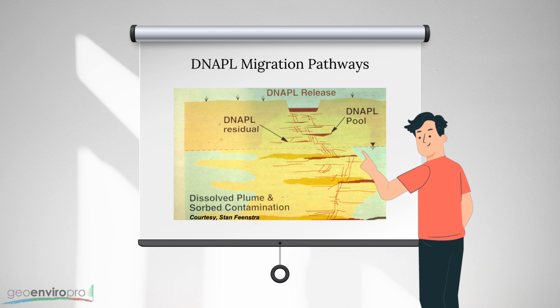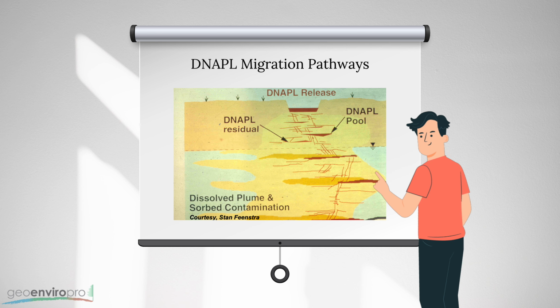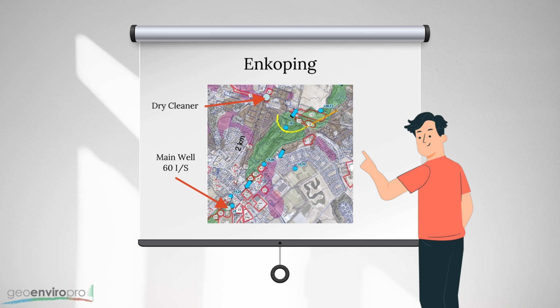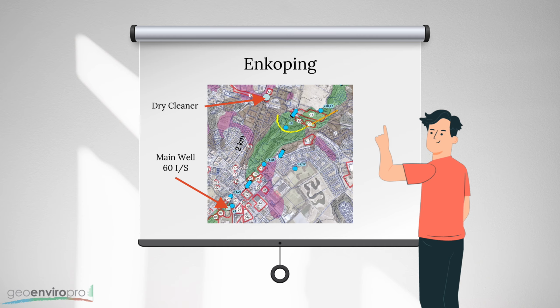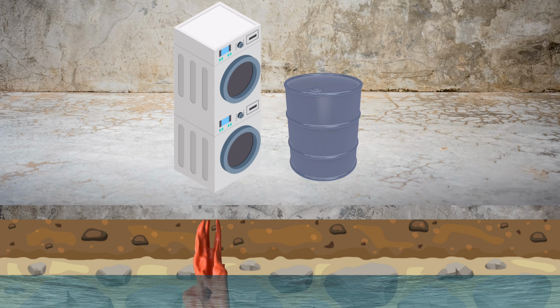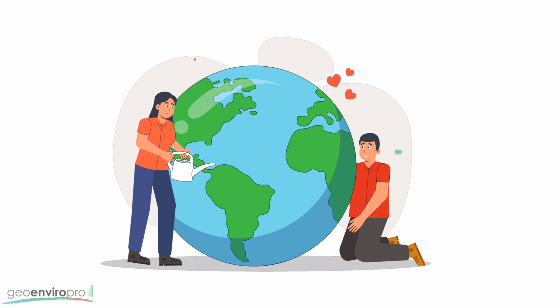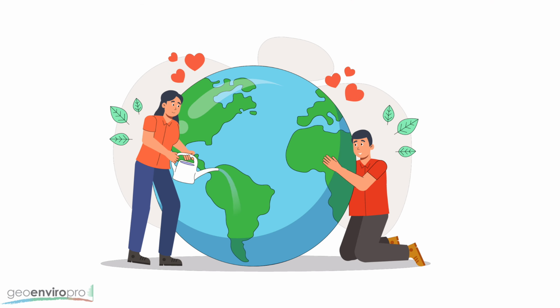Understanding how PERC contaminates the subsurface as a dense non-aqueous phase liquid, or DNAPL, and migrates in the dissolved phase in groundwater is crucial to developing effective remedial strategies. The ability of PERC to migrate through concrete and enter deep soil and groundwater systems highlights the complexity of environmental impact and the difficulty of cleanup.